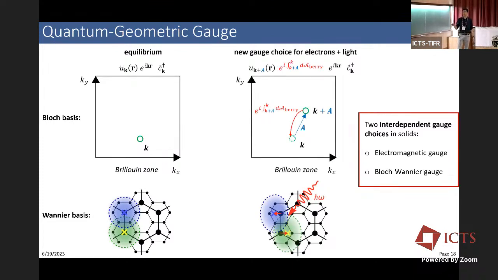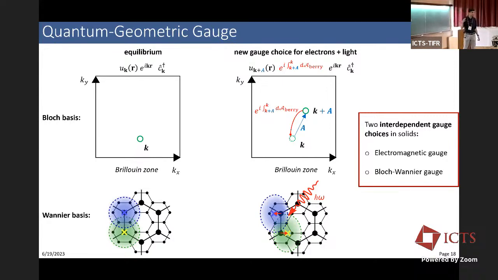But now if I couple this to light, what I should really consider instead of the equilibrium Bloch state, I should pick the Bloch state at the gauge invariant momentum, k plus a, and then dress that Bloch state via a parallel transport factor that uses the non-abelian Berry connections of the low energy band to parallel transport back from the gauge invariant momentum to the gauge dependent momentum. And in momentum space, this just amounts to a non-abelian phase in the space of Bloch functions that span the bands near the Fermi energy.